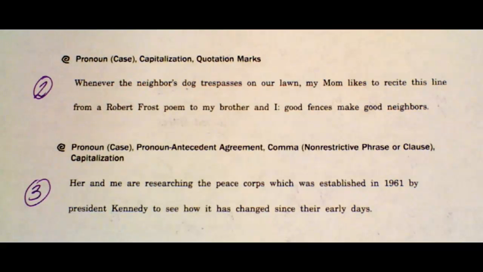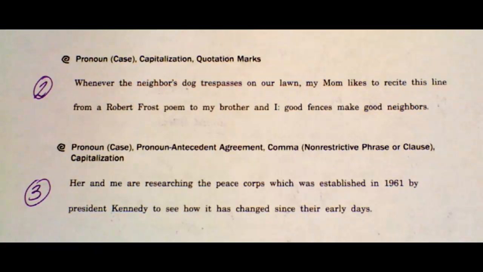Alright, in this video we are going to correct sentence 2 and 3 under set 8. Sentence 2 says, "Whenever the neighbor's dog trespasses on our lawn, my mom likes to recite this line from a Robert Frost poem to my brother and I. Good fences make good neighbors." In this sentence we have pronoun case error. We also have 2 capitalization errors to address, and we're going to add quotation marks.